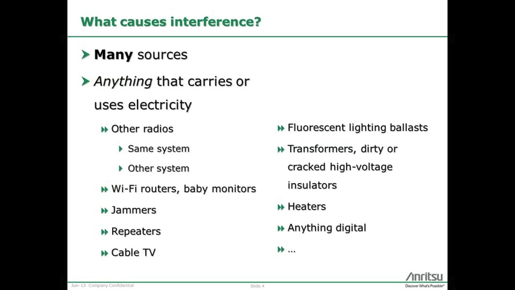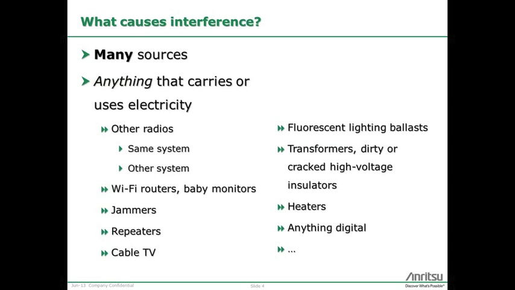And interference can be caused by basically anything that carries or uses electricity. It might be other radios in the same system or other systems. It might be all kinds of unlicensed things. I've shown some of them here. It might be jammers. They really exist. We'll show pictures of some later on. Repeaters of various sorts, especially including cell phone boosters, because they can cause all kinds of nasty, hard-to-solve problems.